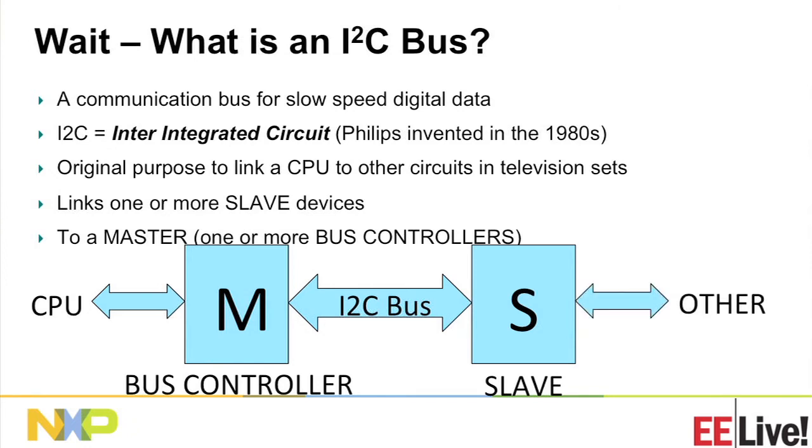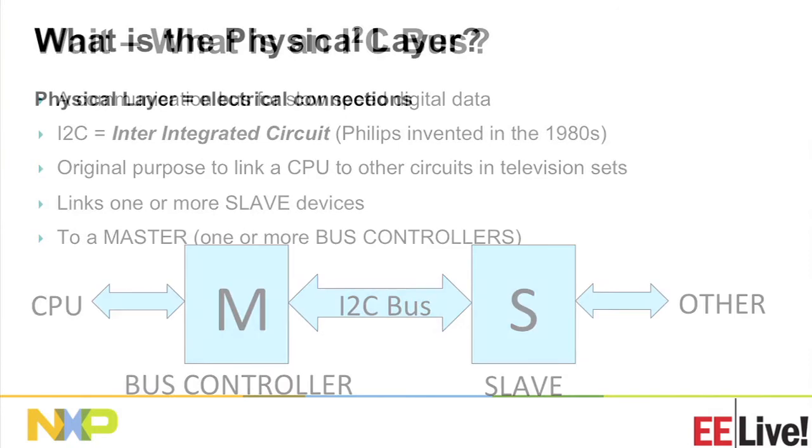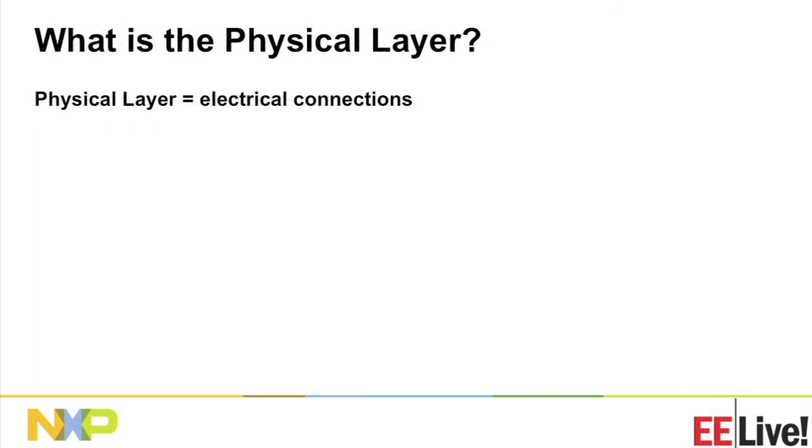On the other side of the slave device that's connected to the bus, we have something, maybe nothing more than switches or LEDs. It may be a device that creates data, for example, a temperature sensor. Now, the bus is split into two different domains. The first one is the physical layer, which we'll talk about. And the second one is the protocol layer, which we'll talk about next.